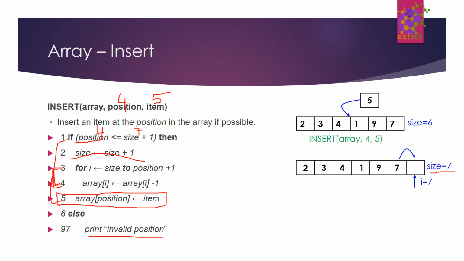Okay, I think here there is a mistake. It should be array[I minus 1]. The subscript should be inside it. So this I minus 1 is inside the square brackets.